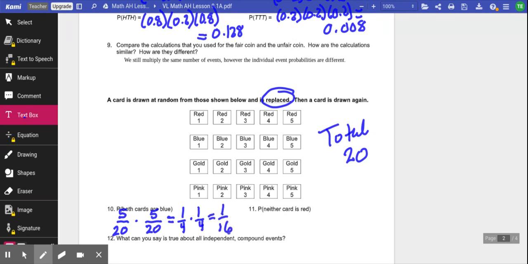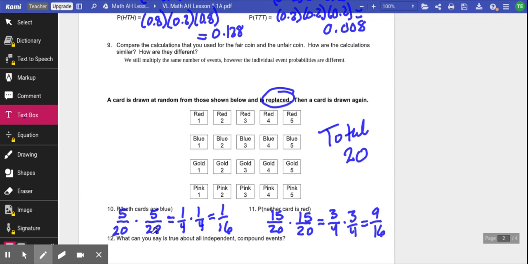Okay, next one. The probability that neither card is red. Okay, so I'm still doing 2 cards. So I have over 20, over 20. And now I want not red. So how many not red cards are there? Well, there are 15 that are not red. And then again, 15 that are not red. I like to reduce. That's 3/4 times 3/4. So that is 9/16.